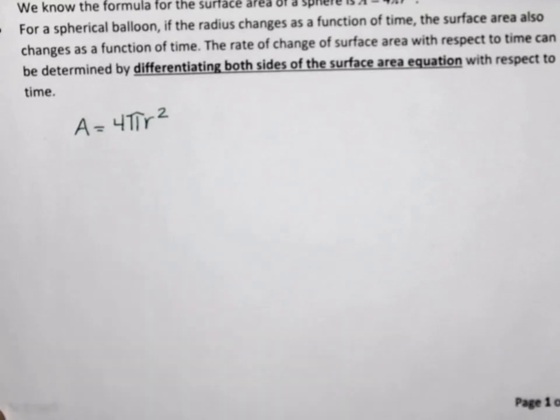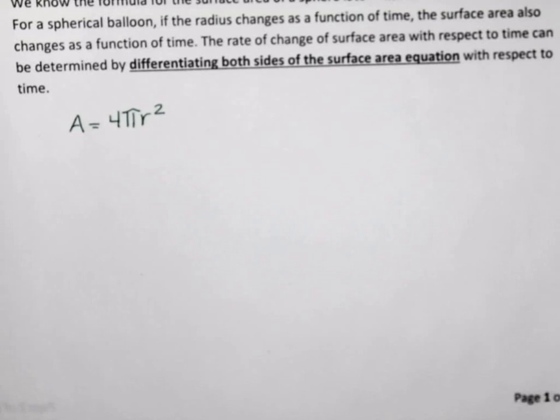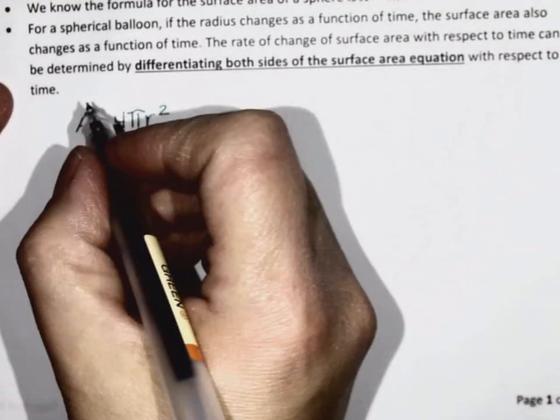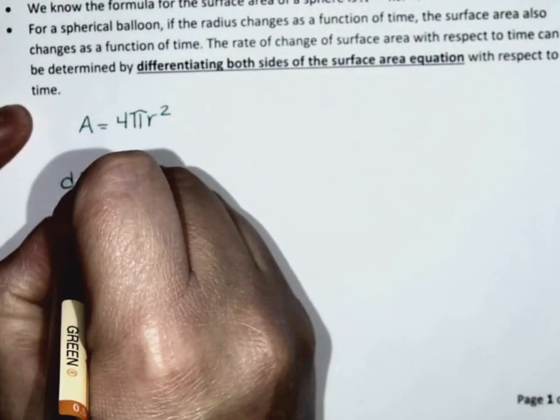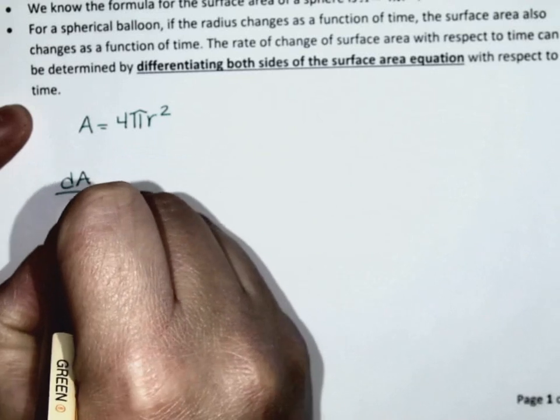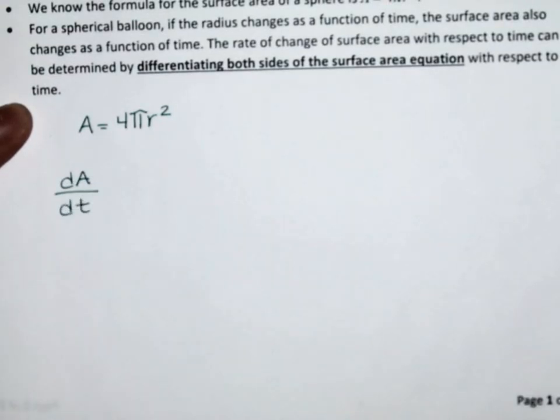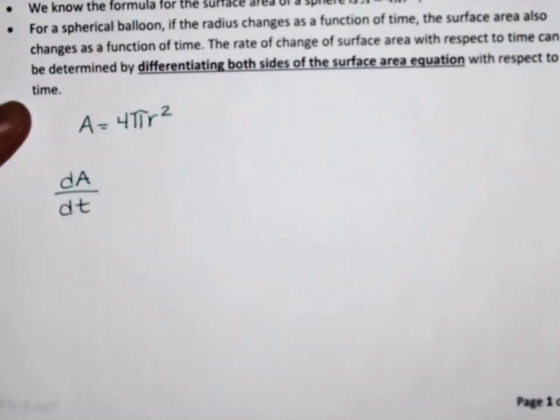Where on earth do we get time from this equation? Because we're talking about how long it takes for the radius or the area to change. It's over a specific period of time, so those times have to be linked together between the two. So we're going to differentiate the area with respect to time, and my denominator is going to have the dt in it.